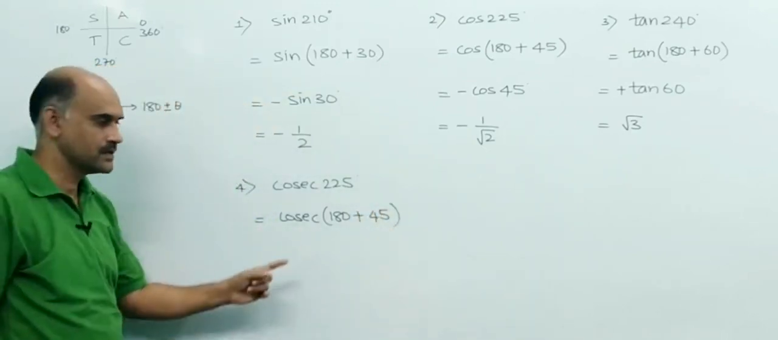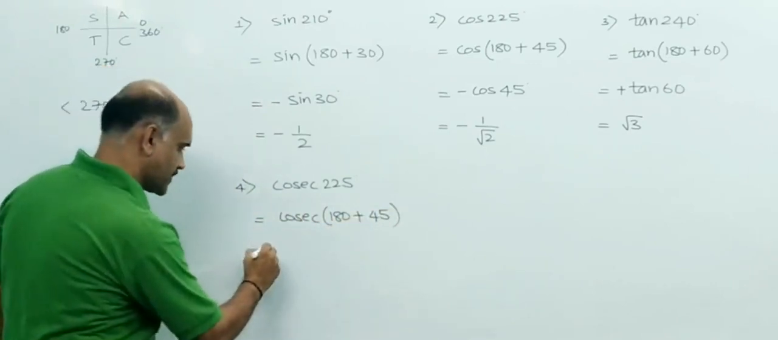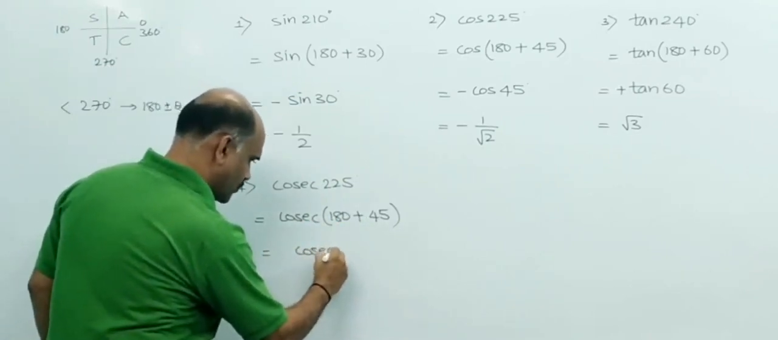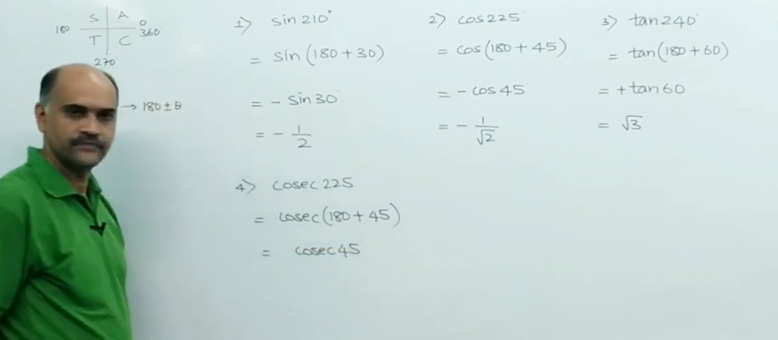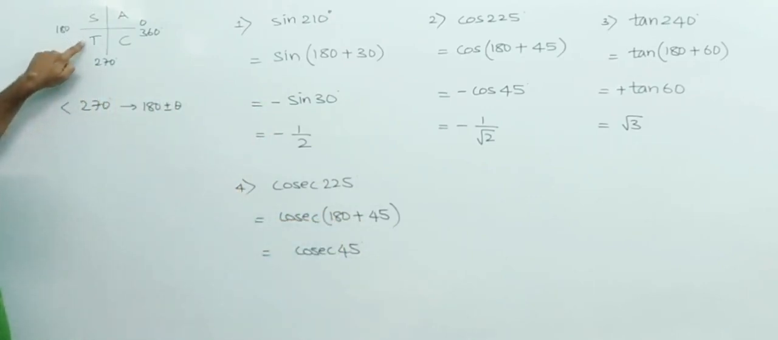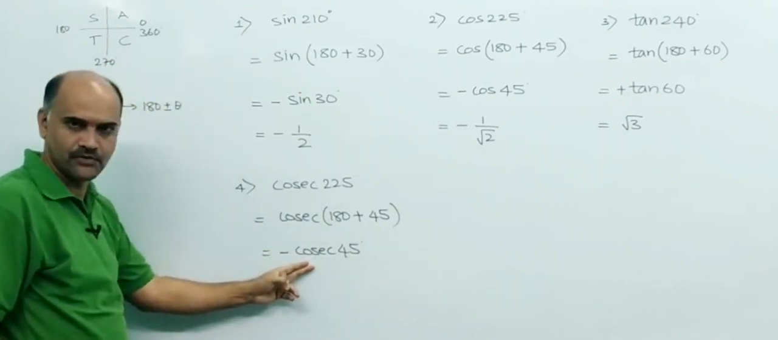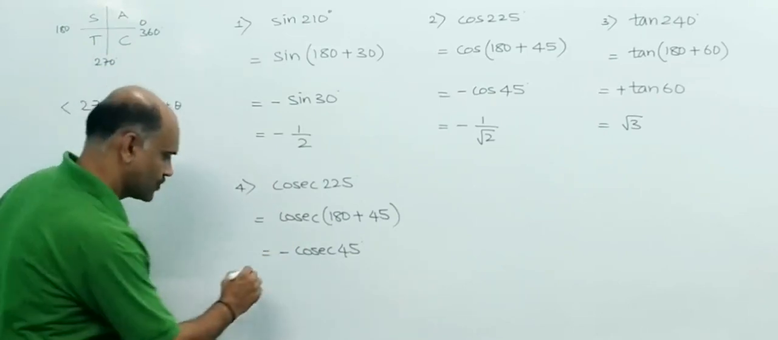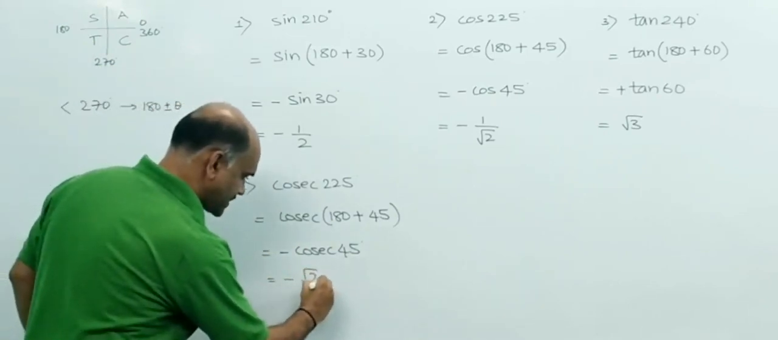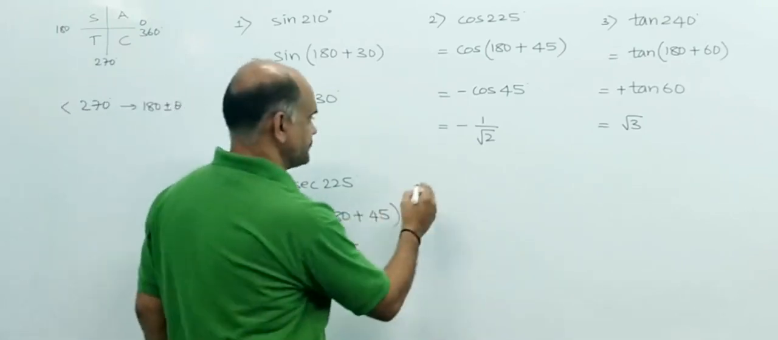In the next step, leave this 180. So you will have cosec 45. 180 plus means it is in the third quadrant. In the third quadrant, cosec is negative, so you will have minus. Now substitute the value. Cosec 45 is root 2. So you will have the answer minus root 2. Clear, students?